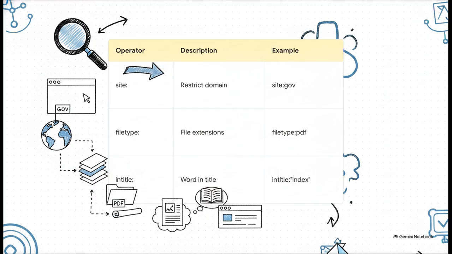And then there's intitle, which is absolutely fantastic. It forces the engine to only return pages where your specific keyword is baked right into the web page's title bar, ignoring whatever's in the main body text. These are your go-to tools for deep research.